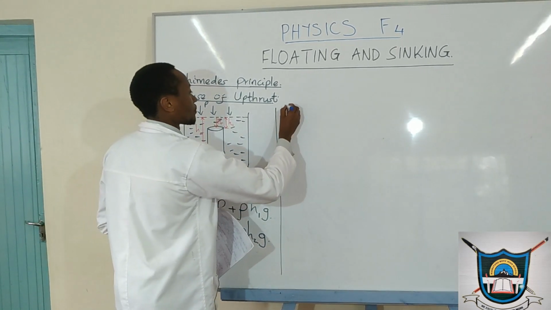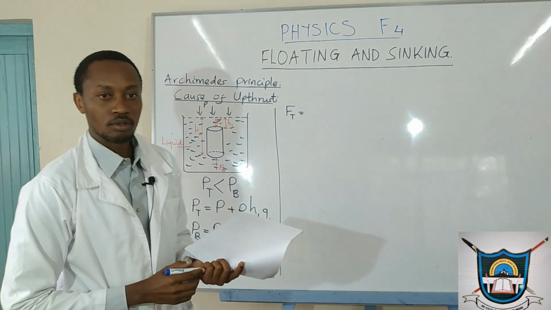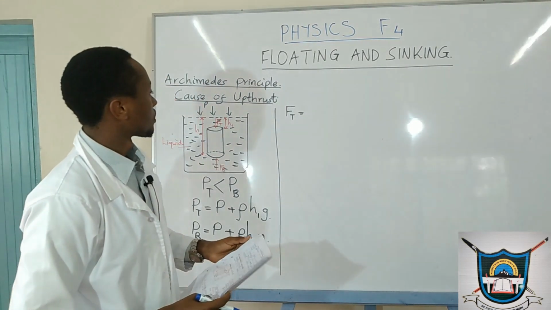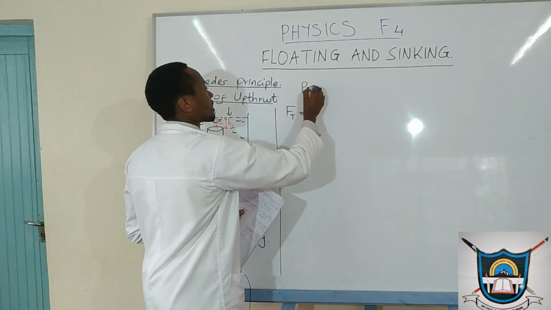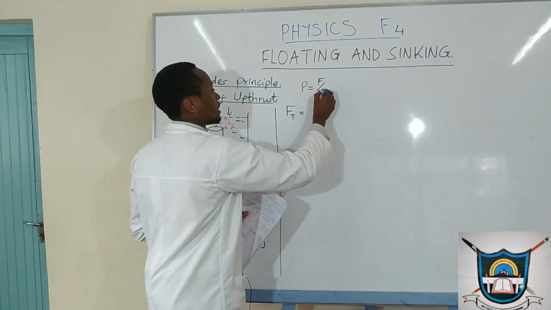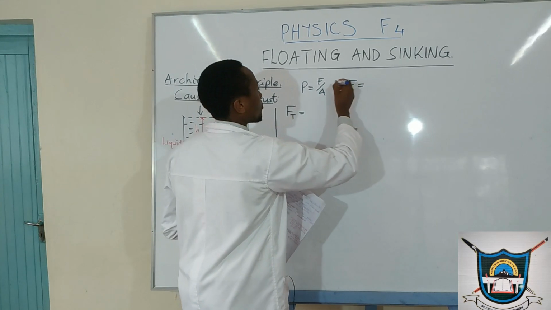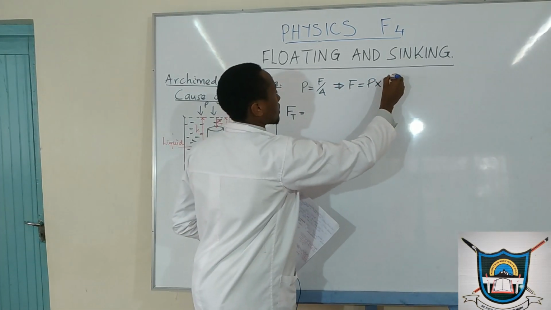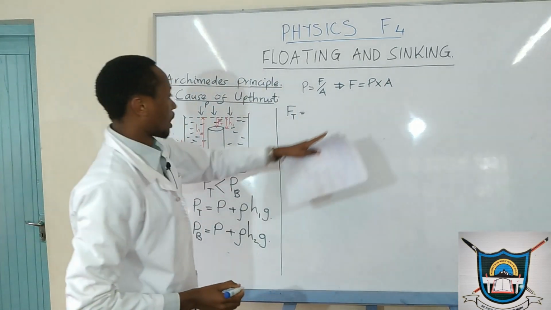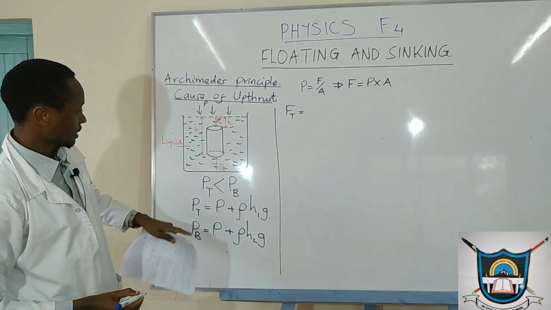To begin with, the force at the top. We know that pressure is given by force over area. So from this equation, force will be given by pressure times area. And now we shall be using the area of this body which has been immersed in the liquid.